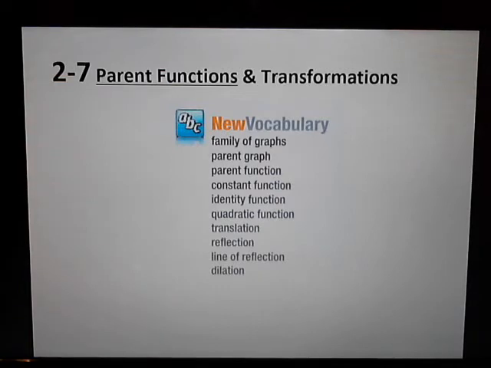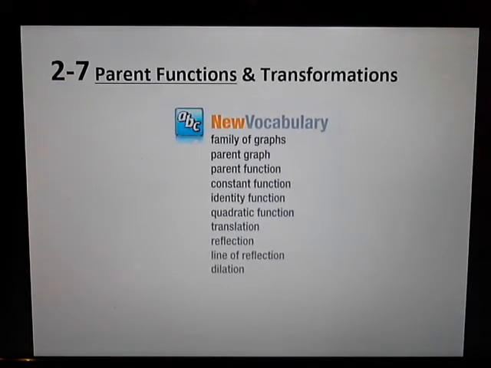Today is parent functions and transformations. We're going to go through many of these terms: parent graph and function, constant function, identity function, and quadratic function. We'll do translations here in a moment. Reflection and dilation we will get to in class.